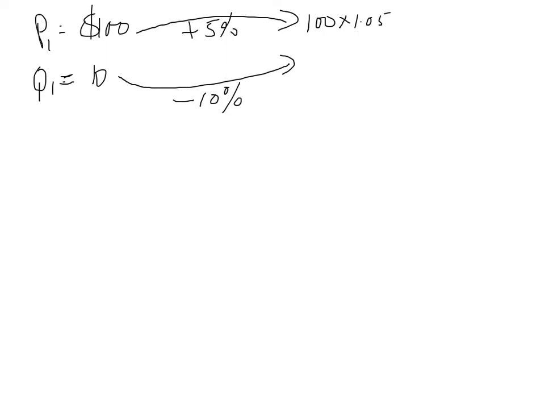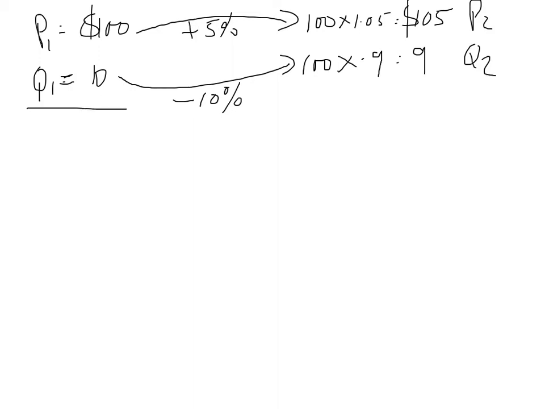So the new price is going to be $105. We can call that P2. What's the new quantity going to be? Well, you know what to do. It's going to be 10 times 0.9, and that's going to be 9, and that could be Q2. So what we can do is we can multiply these two together, and that's going to give us the total revenue. So that's going to be 1,000.